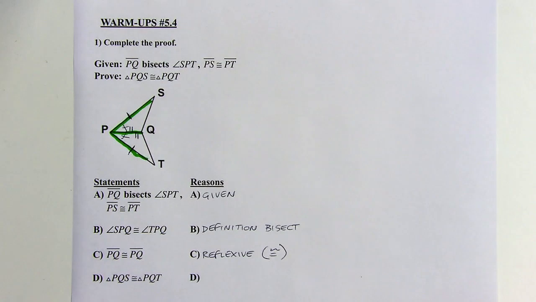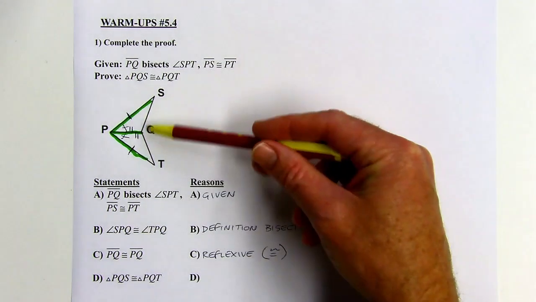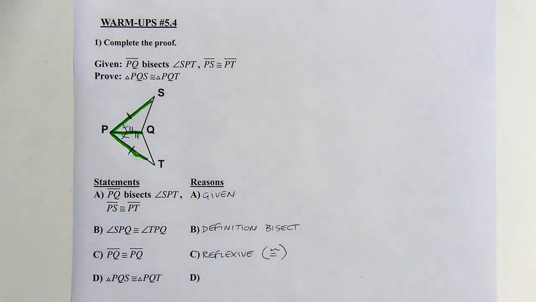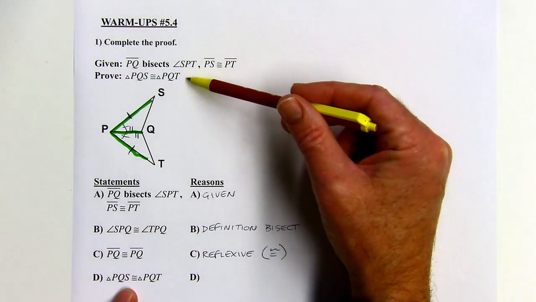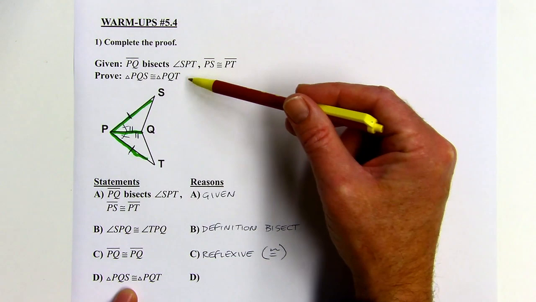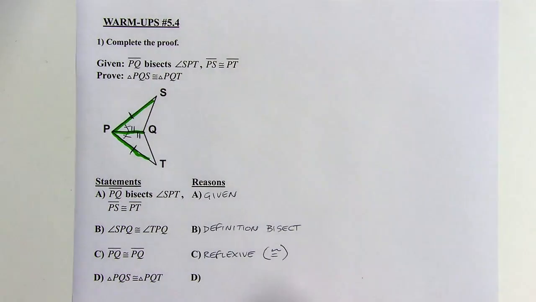Okay, and now that we have that process, we have enough information to say that these triangles are congruent, and that is the last statement, right? The last statement should always match up with whatever you're trying to prove exactly. So now we can say that these two triangles are congruent.